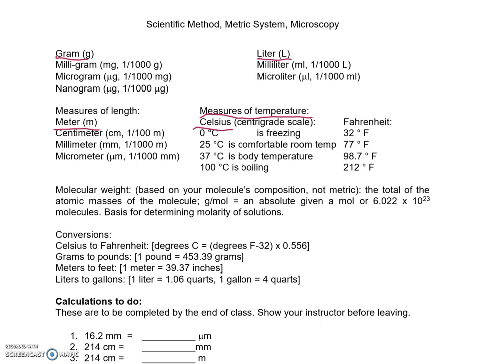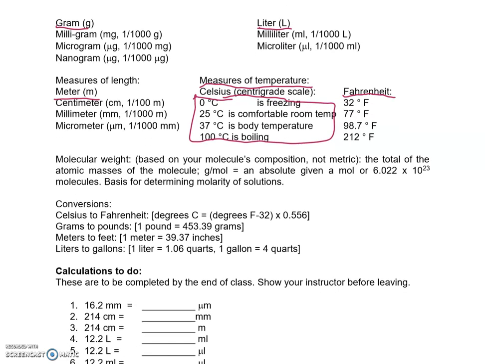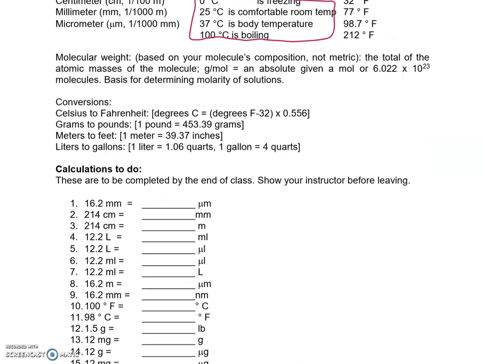And here you have the Fahrenheit equivalent temperatures. But these are the ones that you need to know, right here. And the conversion from Celsius to Fahrenheit is given to you right here. If you ever have to do this, this would be something that is given to you. Also grams to pounds or meters to feet. These kinds of conversions I would always give you. I don't expect you to memorize these formulas, but you do need to know how to use them.